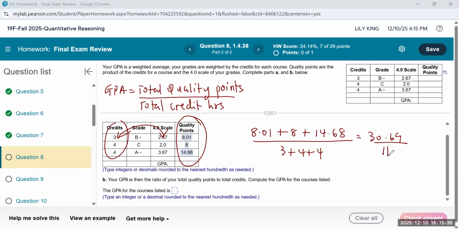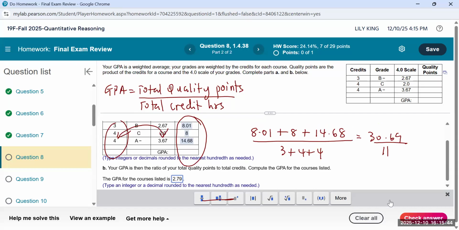This gives 2.79. It says nearest hundredth, which is the same as 2 decimal places. So you put your 2.79 as the GPA.